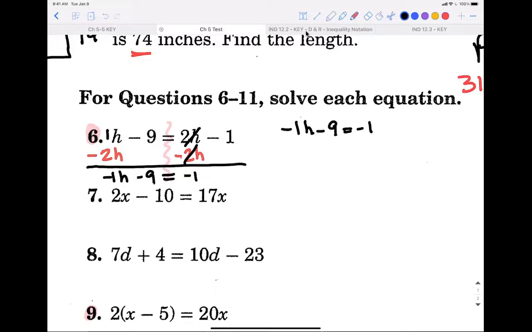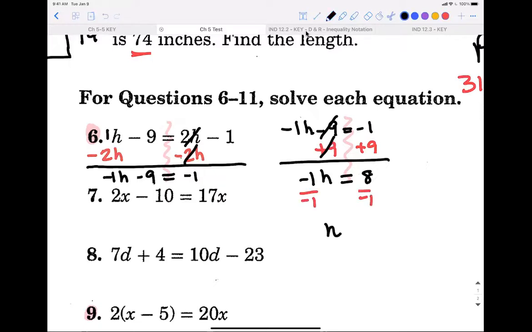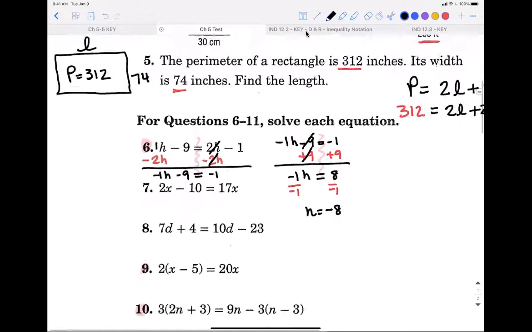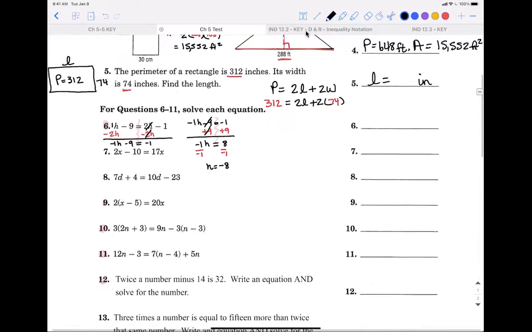All right, I still have my wall in play. I need to get my number, my 9, from the left side of the wall to the right side of the wall. It's a negative 9, so I'm going to add 9 and add 9. That leaves me negative 1H equals negative 1 plus 9 is negative 8. Nope, positive 8. Sorry, I was already thinking ahead of my answer. Because I'm dividing by a negative 1, my answer is H equals negative 8. 8 divided by negative 1 is negative 8. So for number 6, H equals negative 8.